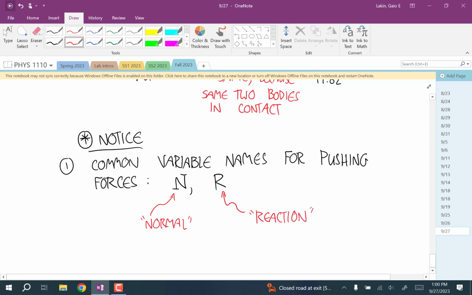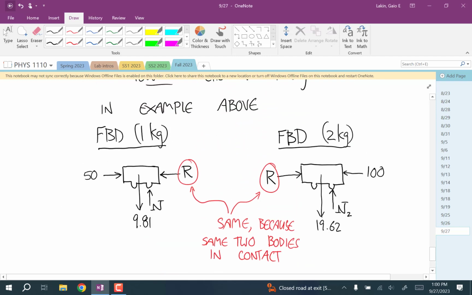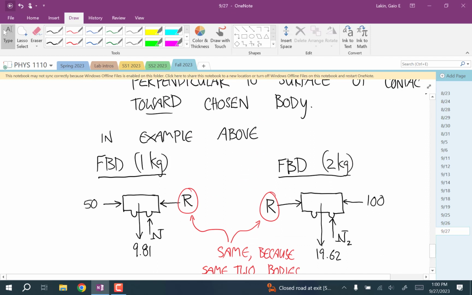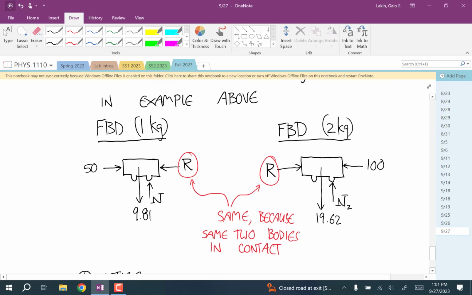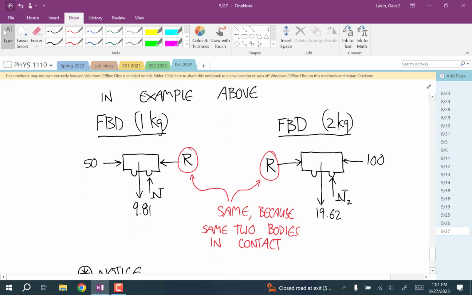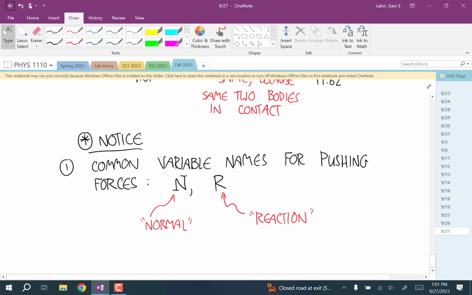And the reason you give these the name reaction is because this force depends on the other forces that are applied to the body. Like in this case, how hard are these two carts pushing on each other? Well, it depends how big, in this case, the 50 and 100 are. If you instead applied 500 and 1,000, this reaction force would get a lot bigger. So that's where the name reaction comes from.